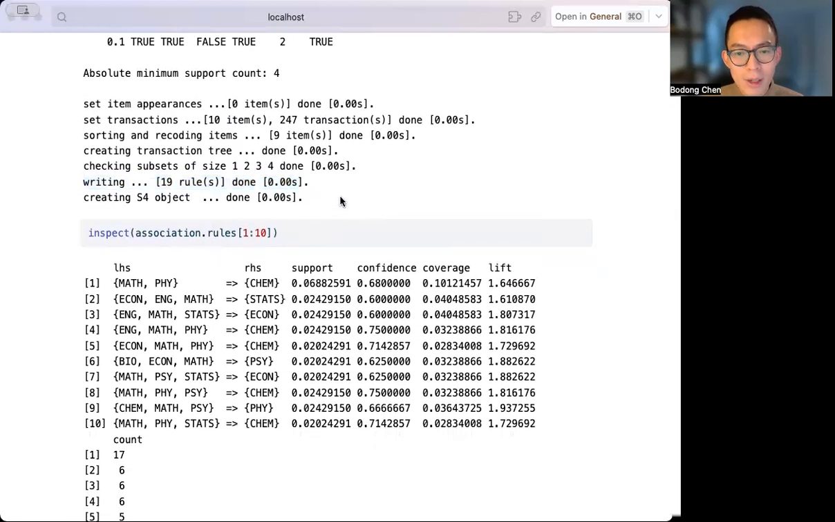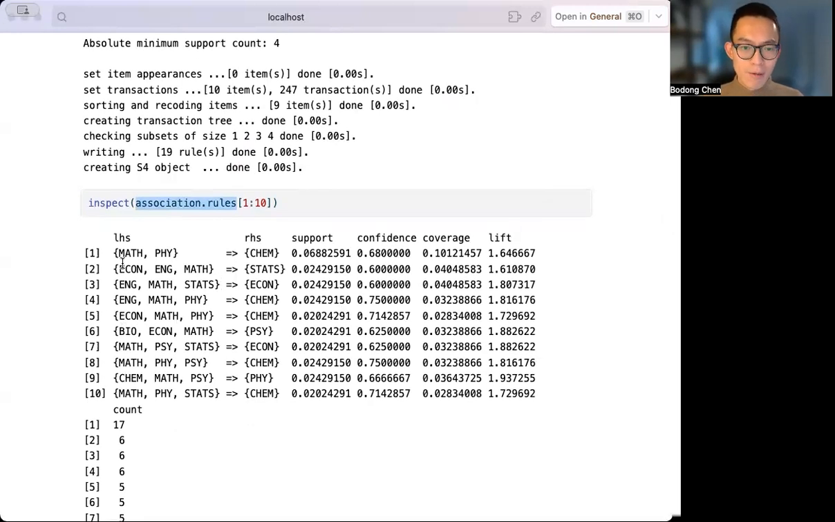The next thing you can do after going through this process is to have a quick look at those rules you have. And here we can look at the first 10 rules, right? This association.rules is an object that was returned by the function. We can start looking at the first 10, and we can call the inspect function, which comes from the arules package, that prints out those rules in this nice table format for us to look at.